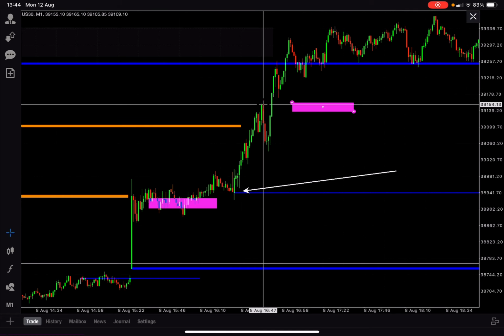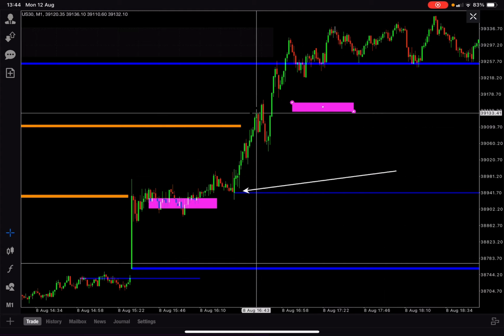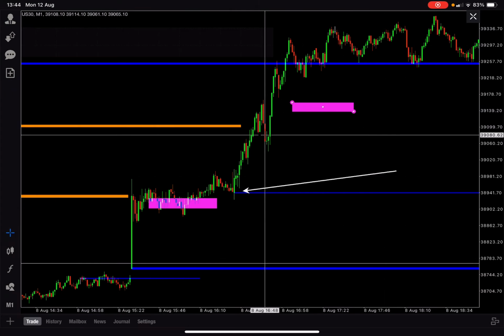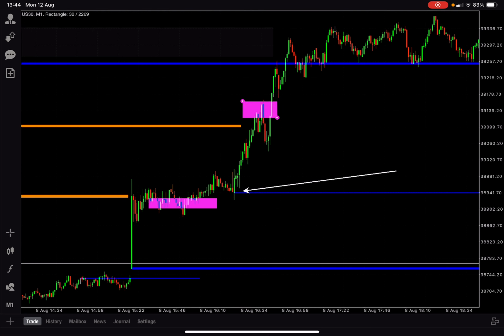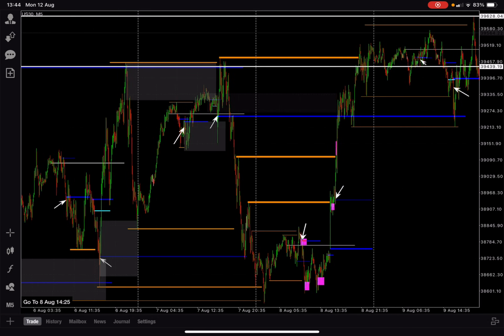Preferably on this downwards move, because you're taking into small time frame liquidity too. And then by this support and resistance level, you'd have been at break even. So that is a sell setup. Go back to the 5 minute time frame.